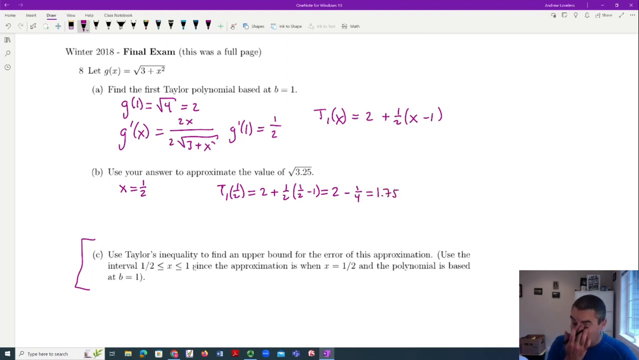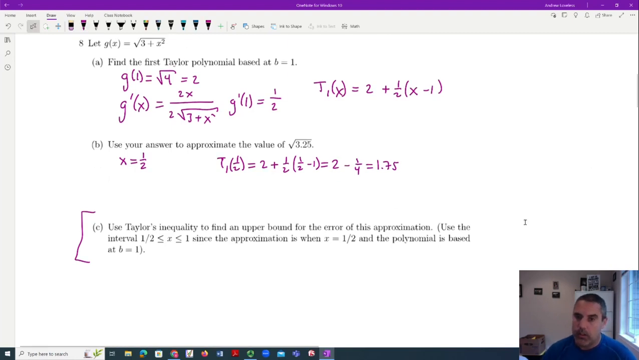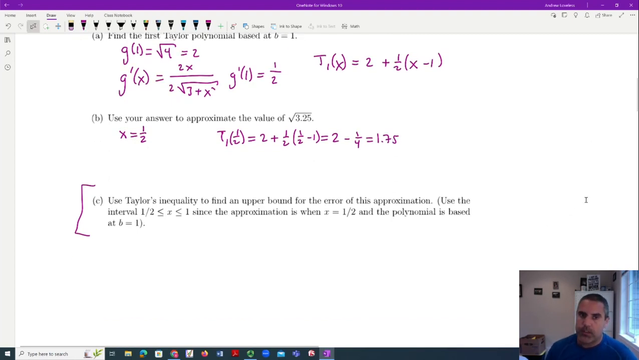Okay, but the question was to use Taylor's inequality to get an estimate for how close this might be. So let's do it. Step 1, compute the next derivative. So we need the second derivative. And this is probably a harder problem than most because the derivative was a little bit harder to compute and simplify. A lot of the questions, especially in the homework, are not quite this complicated, but let's just go.